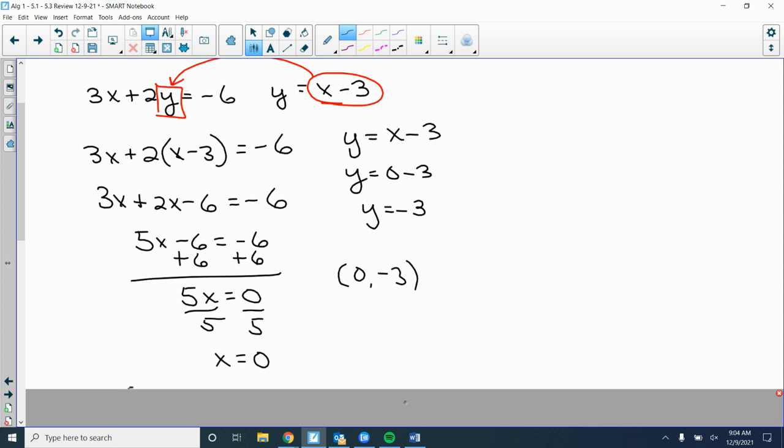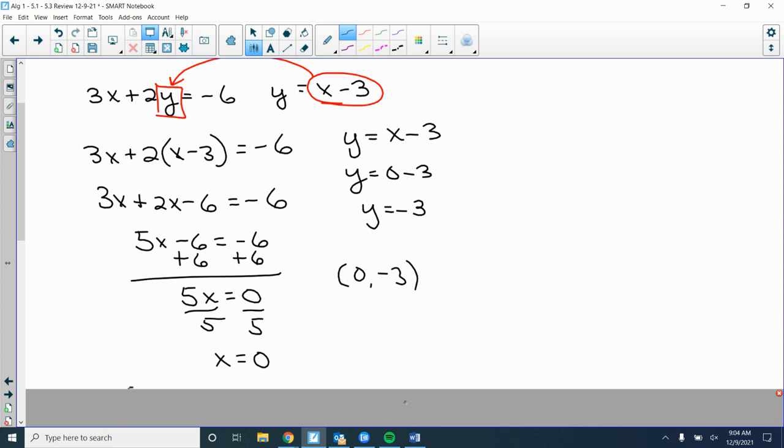All right, you take a look at number 4. Number 4 is just like we did yesterday. It's an elimination one. So see if you can come up with a mental plan.